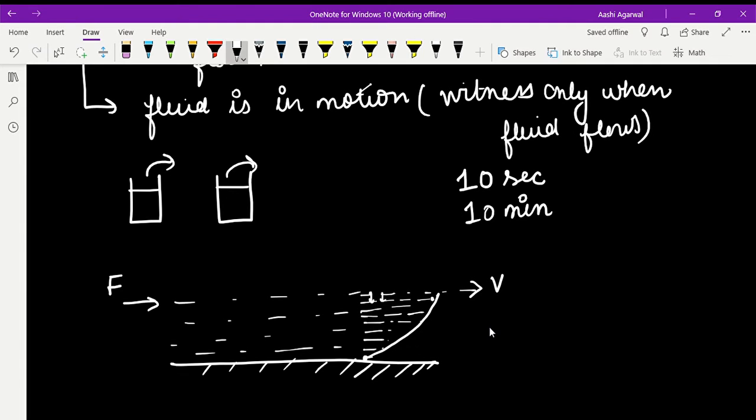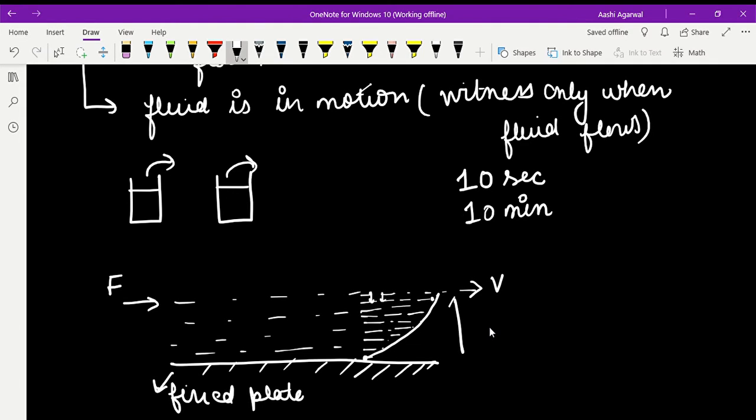Similarly, this process can be observed from top to bottom, but you see the bottom is fixed. This is a fixed plate. So the molecules which are attached at the bottom will have zero velocity. So you see a velocity gradient that has set up. Gradient means change in the velocity in this direction.